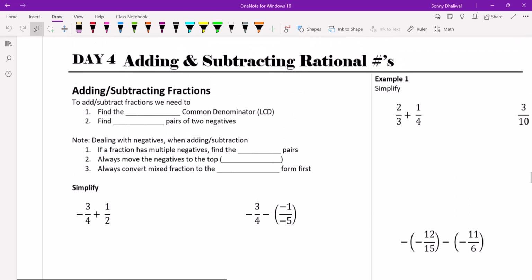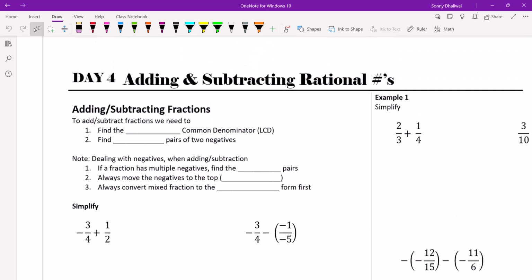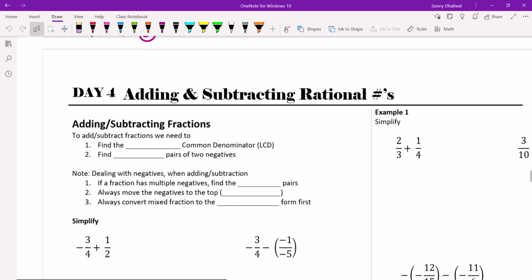So we've looked at fractions or rationals on a number line. We looked at multiplying them. We looked at dividing them. Today is the last day of the new stuff, which you've done before, adding and subtracting. Then after that, just putting it all together with BEDMAS.